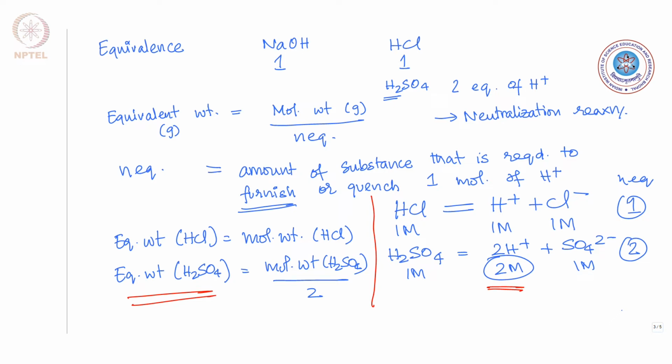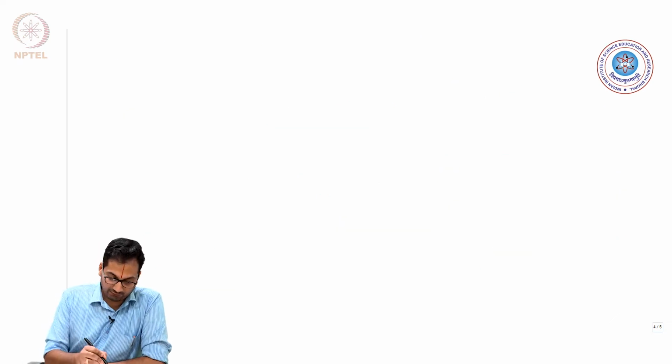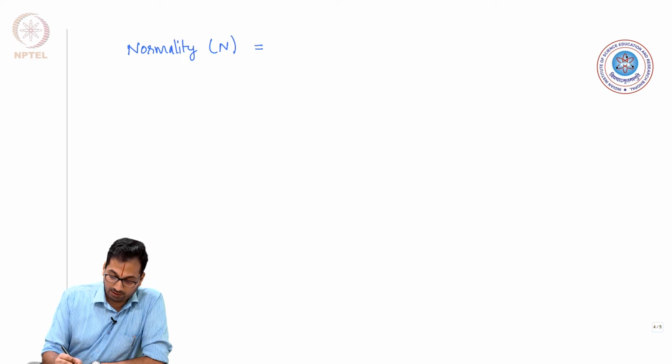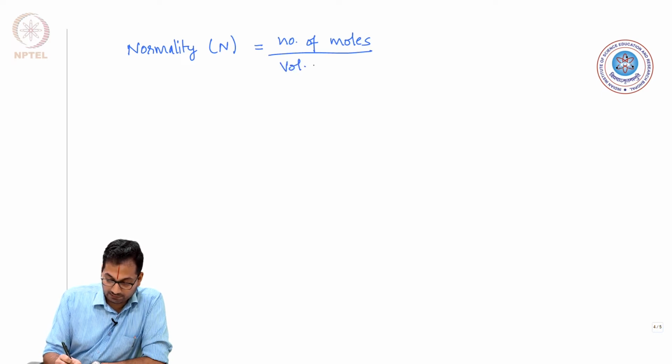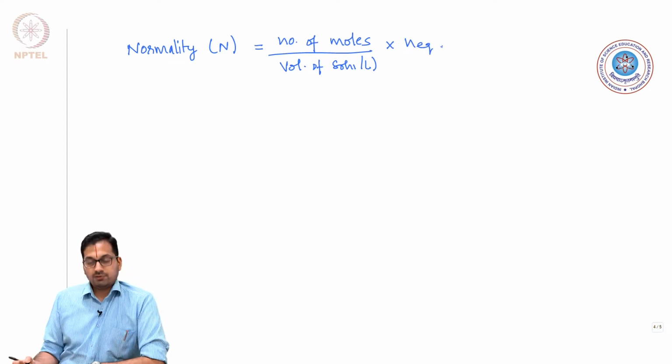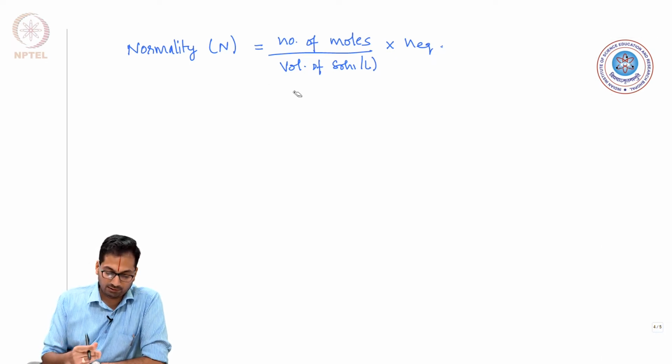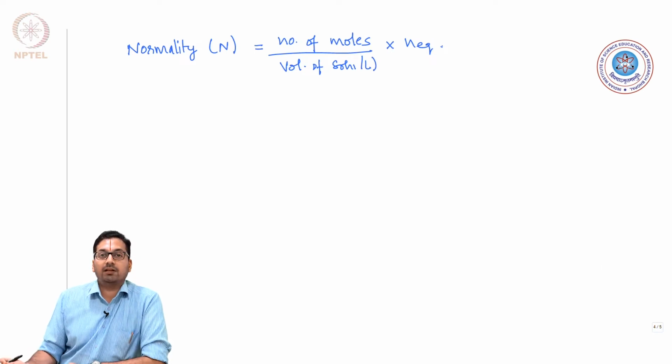Now, we have defined equivalent weight. The next definition we will look at is normality. Normality, given with the unit N, is defined as the number of moles present in a given volume of solution in liters times the number of equivalents. So the major difference you can see here, unlike molarity, is that you have yet another term, which is the number of equivalents.